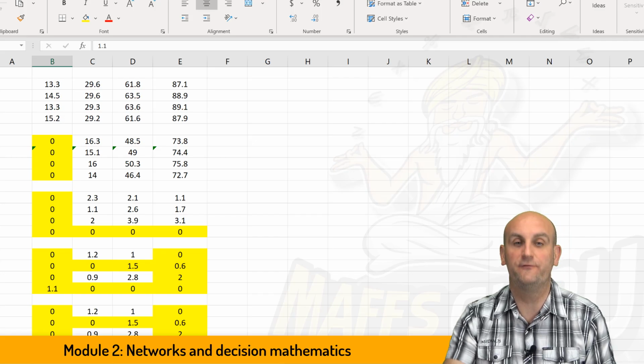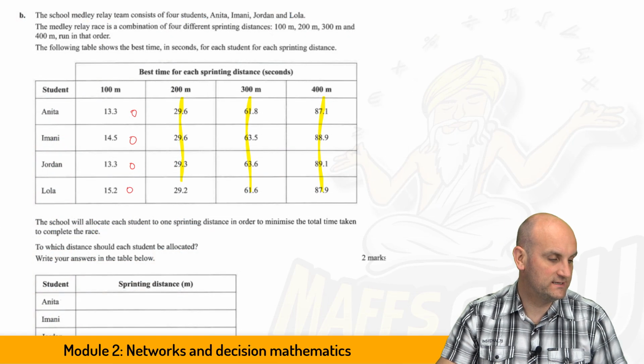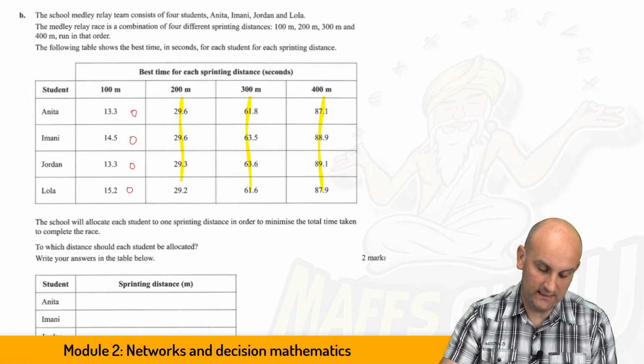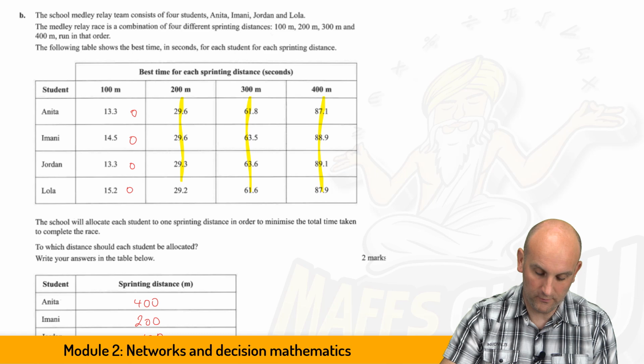And because I ended up with 4 lines, and I'm trying to make 4 choices, that is effectively what I ended up with. Putting that back into my table, I believe that Anna then could do the 400 meters, Imani could do the 200 meters, Jordan could do the 100 meters, and Lola could do the 300 meters.